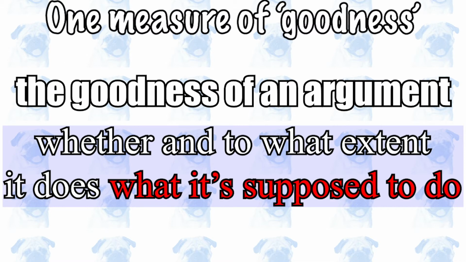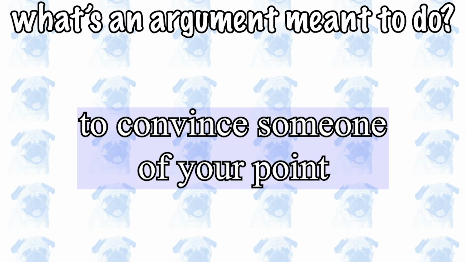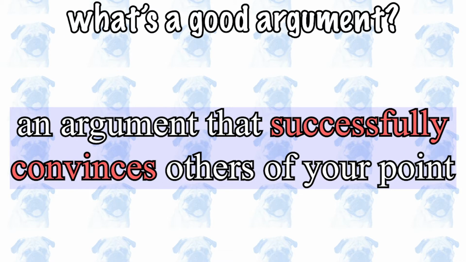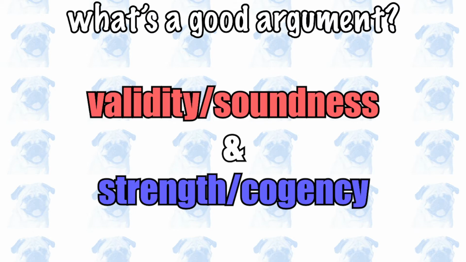So what's an argument meant to do? In episode 1, some of you commented, correctly, that we present an argument in order to convince or persuade someone. Therefore, the goodness of an argument can be evaluated based on how successfully it convinces others of your point. With these points in mind, you will see how to evaluate the goodness of an argument based on a number of criteria. Scoring high on these criteria means that your argument is more convincing. The first pair of criteria are validity and soundness, and strength and cogency.